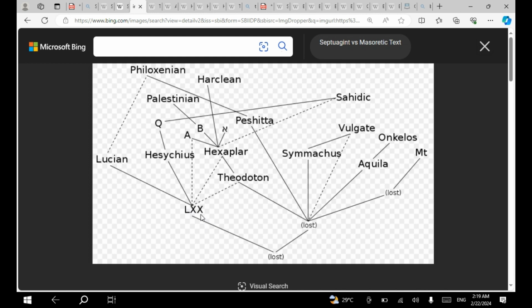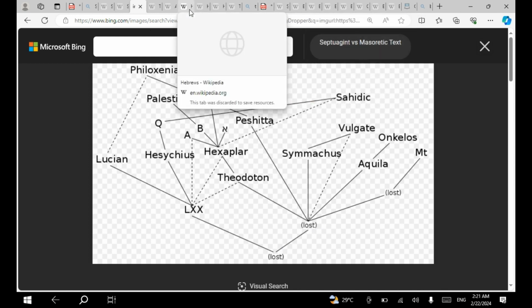The LXX, the Septuagint, the Old Greek. You see this, the LXX, right? And from the lost one, which is the original script, and then this is Hebrew, copying from the original script. Now let's go back to where we are going.